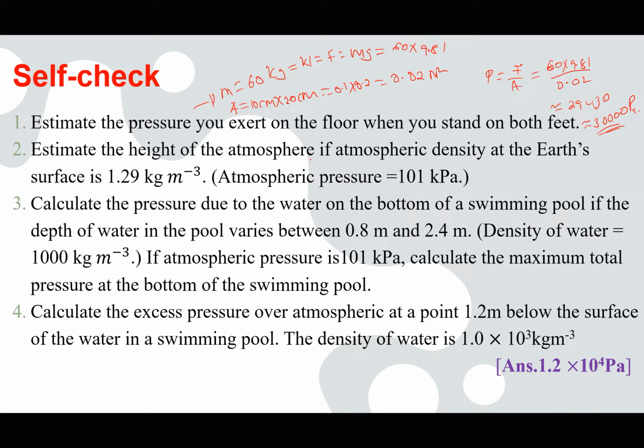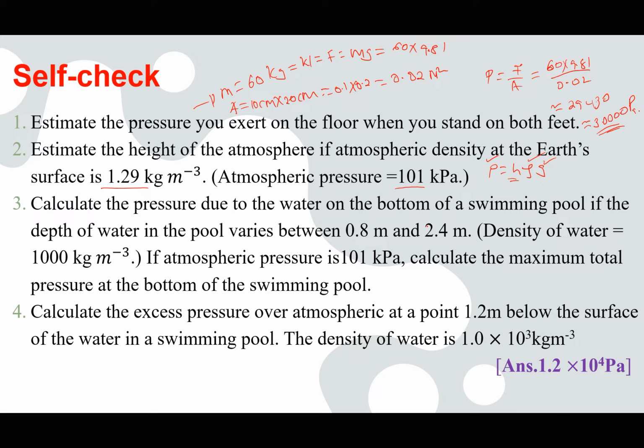Estimate the height of the atmosphere. If atmospheric density at the Earth's surface is 1.29 kilograms per meter cubed, atmospheric pressure is 101 kilopascals. So here just use pressure equals H rho G. You have the pressure, they've given the density, G is 9.81. You should be able to find H.